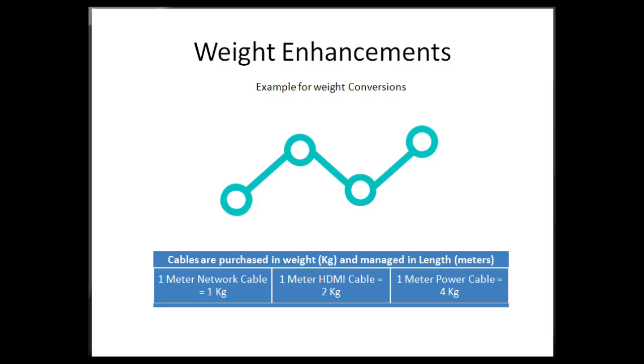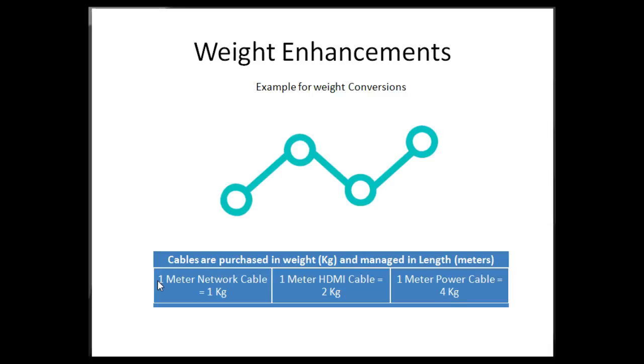Let us continue with our example here. West Computer resells different types of cables. These cables are purchased by weight and managed in inventory by meters. These cables are also sold in meters. Here are three examples of cable items managed in West Computers: network cable, HDMI cable, and a power cable.